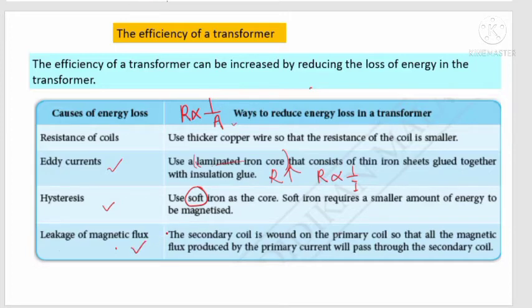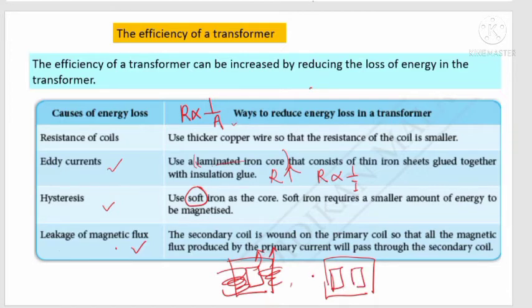Next, leakage of magnetic flux. As we discussed before, if we have this structure for the iron core which is separated, some of the flux lines might leak out. So this is a less efficient arrangement. So we can suggest a more efficient arrangement. For example, we can use this shape.